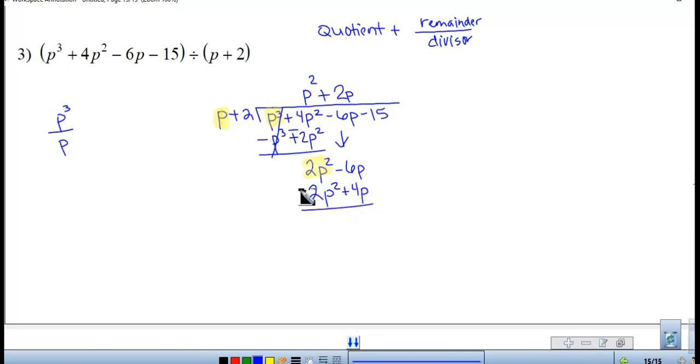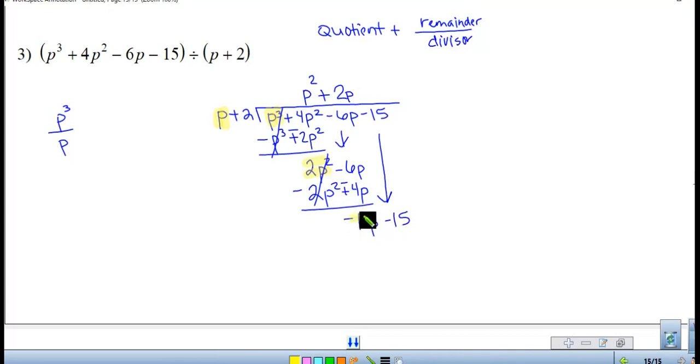Draw your line, change both signs. The first term cancels out, and I'm combining negative 6p with negative 4p, and that gives me negative 10p. Bring down the negative 15.